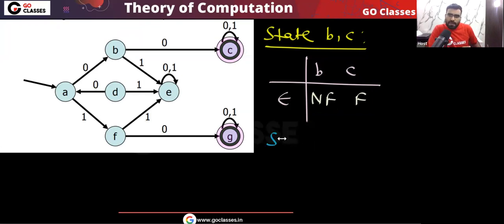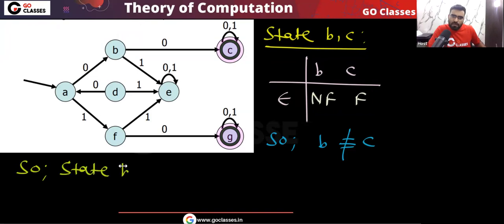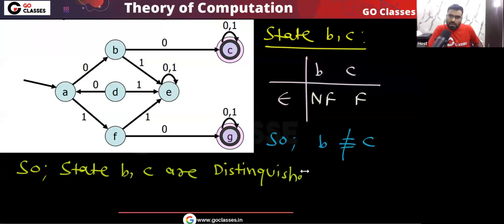Is this clear? So you can see that these two states are also not equivalent. I can say they are also distinguishable, and I can say they are distinguishable by empty string. Yes or no? Okay, so I can say that state B comma C are distinguishable by empty string. Is this clear? Is this point clear? Please tell me. So they are also not equivalent.